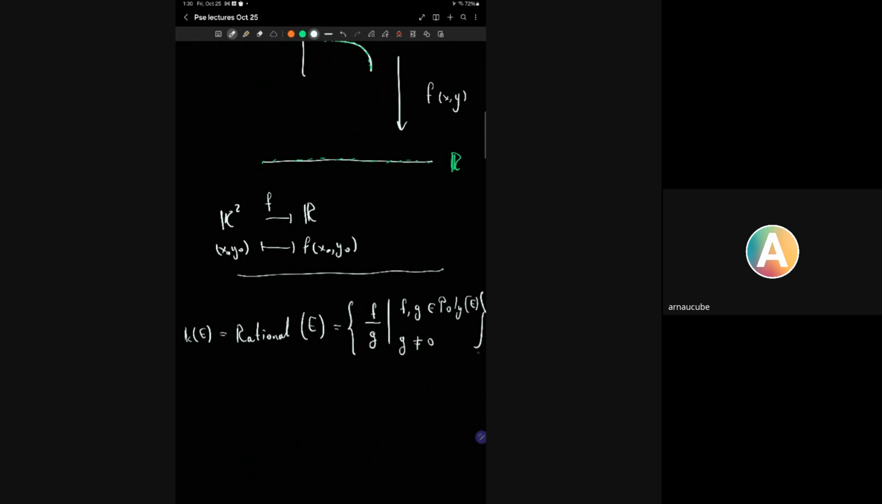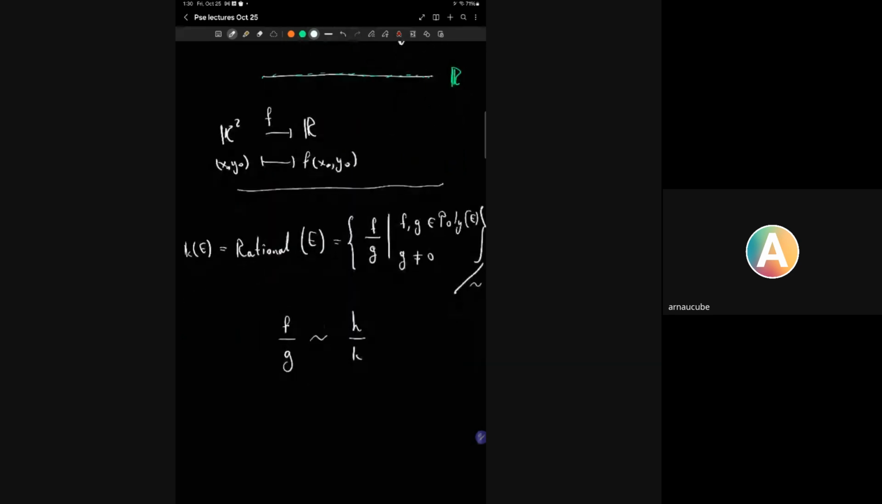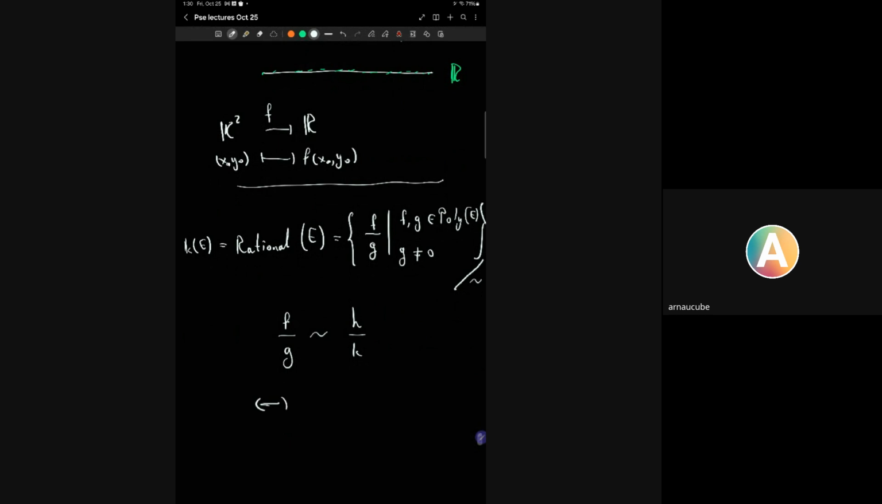And here I have basically an equivalence relation, so I write it like this, where the equivalence relation is that F over G is equivalent to, say, H over K, if and only if Fk is equal to GH. But equal means in polynomials over E.